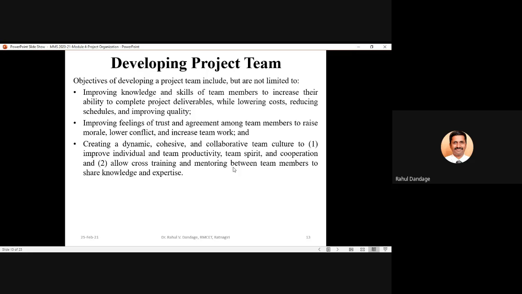And increase teamwork. So ultimately, the people will start working cohesively as a team, unitedly as a team, instead of working as individual team members. The third basic objective for which we should develop the project team is creating a dynamic, cohesive, and collaborative team culture to improve individual and team productivity, team spirit, and cooperation.